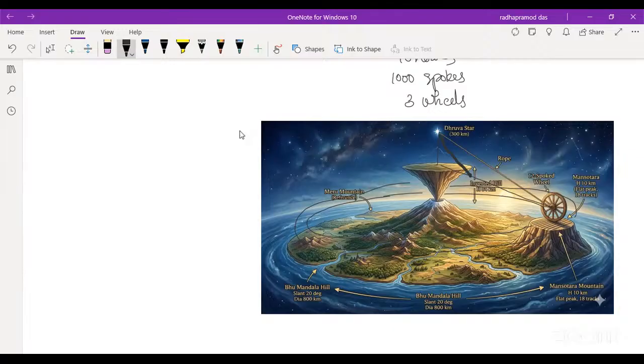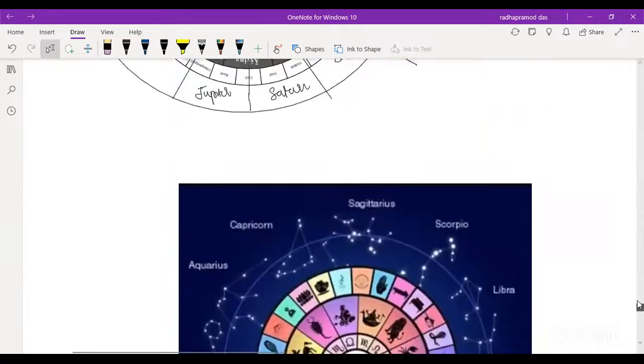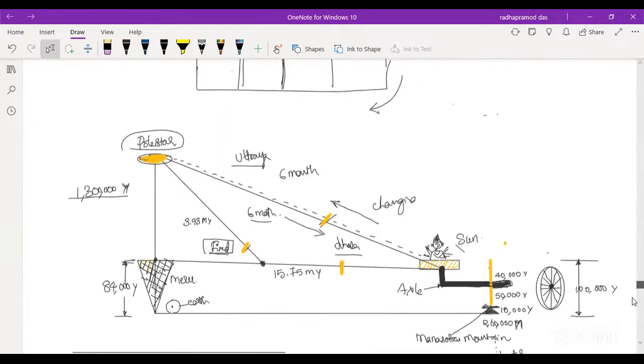Actually, this is Sumeru mountain, and this is the sun's wheel, and the chariot will be somewhere here, connected to the axle. I will make another image of it next time, but I think you got some idea of how this position is. I wanted to complete this section of our chapter.